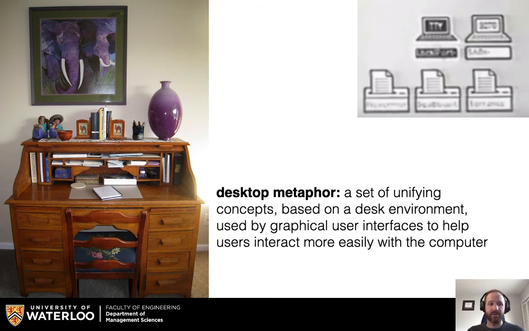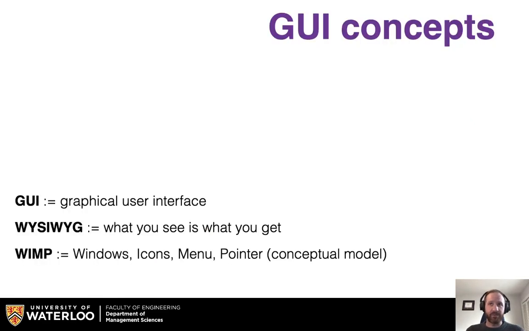Back in the day, this was very valuable because everyone worked in these office environments and had desks, and you have these file folders and files that you can manipulate. This is an example of the Xerox Star pioneered in the early 80s. Some classic GUI concepts that you may know. A GUI is a graphical user interface. WYSIWYG is what you see is what you get for editing, for example. And WIMP is very common. Windows, Icons, Menu, Pointer. And it's a conceptual model that combines these different concepts as well as others into an interaction paradigm.